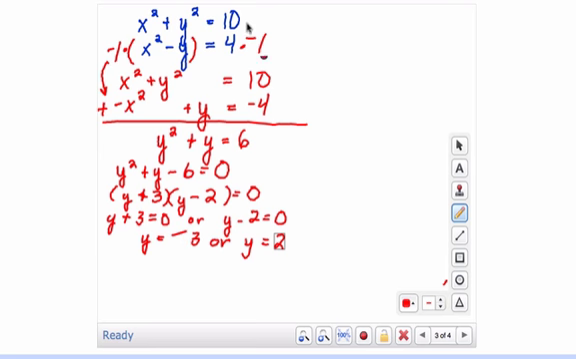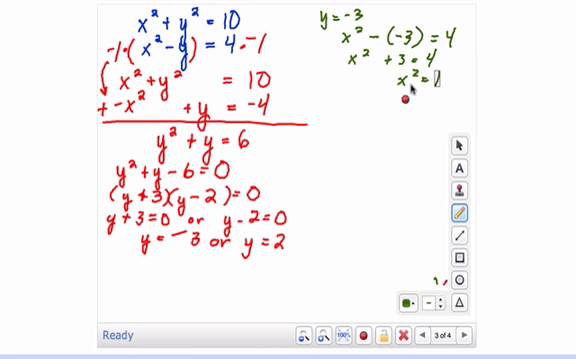Now you can plug this back into either one of the original equations up here. Should we do y equals -3 first? Let's plug it into this one: x squared minus a -3 equals 4. So I'm plugging it into the second original equation, and I'm going to get x squared plus 3 equals 4. So I subtract 3 from both sides. I get x squared equals 1.